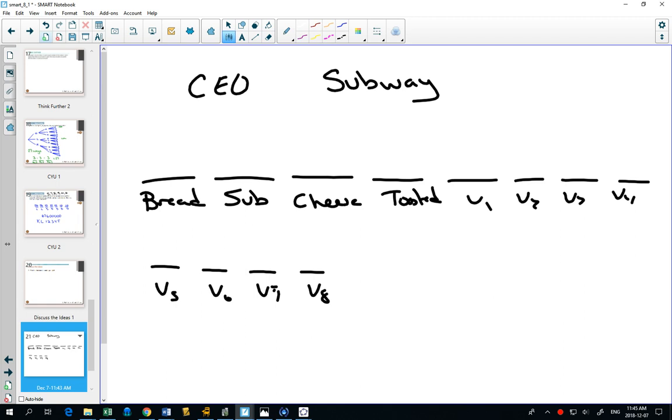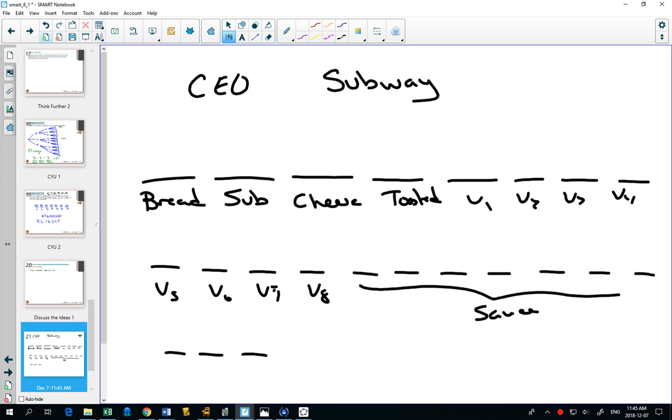What do you choose next? Sauces. How many sauces are there? 10 sauces? 6, 7, 8, 9, 10. These are all sauces. Anything else? Salt and pepper. Cookies or drinks? We got toasted up there. We've got salt and pepper. So, is there anything else? I think that's everything that's on your sub.